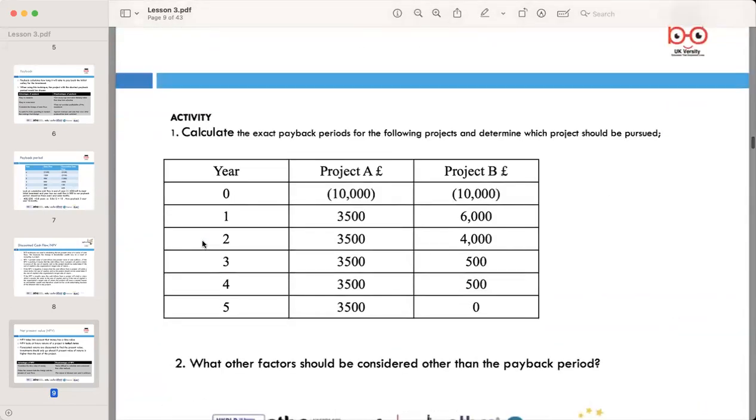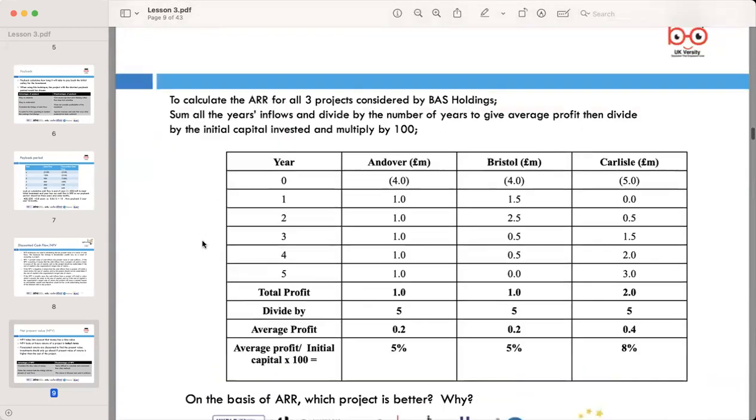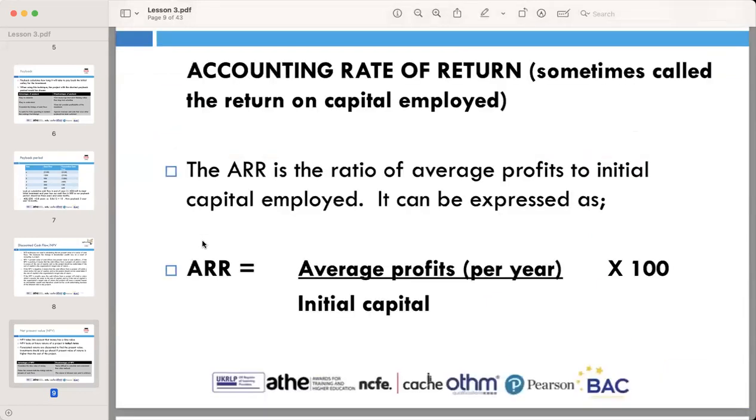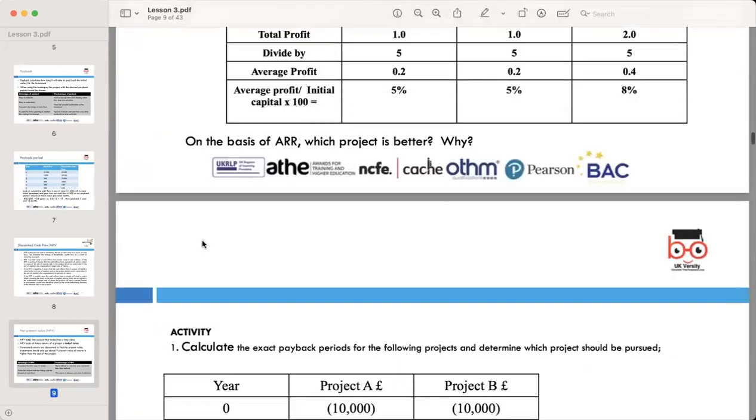Here is an activity. You can calculate by using that formula, which I just showed: average profit per year divided by initial capital, and multiply by 100.